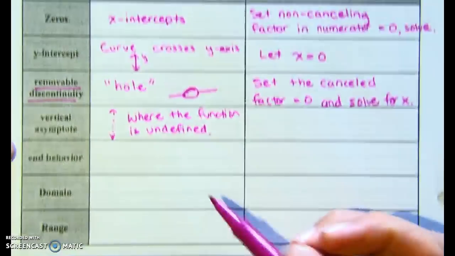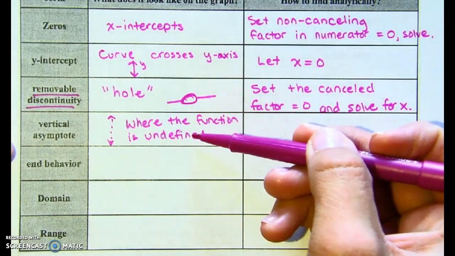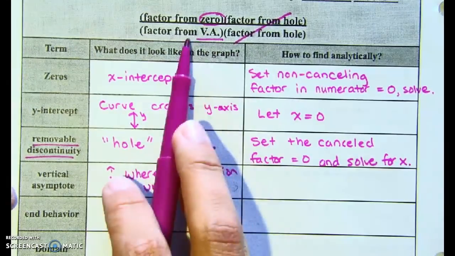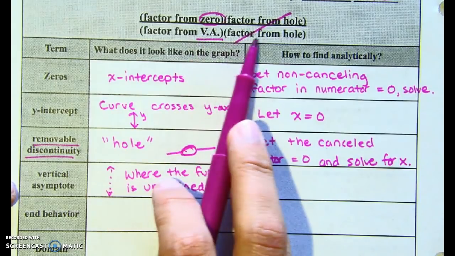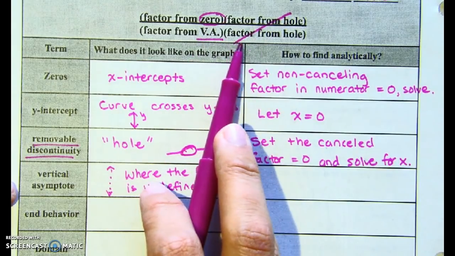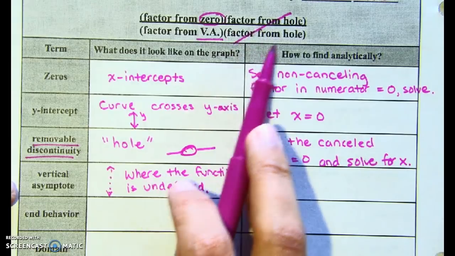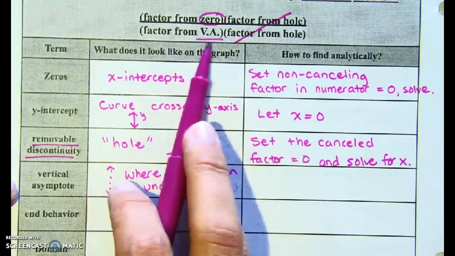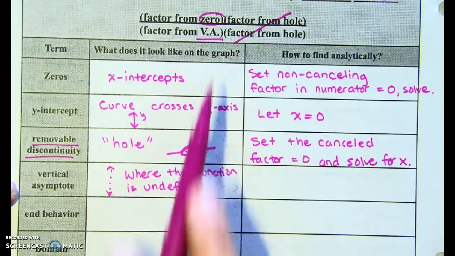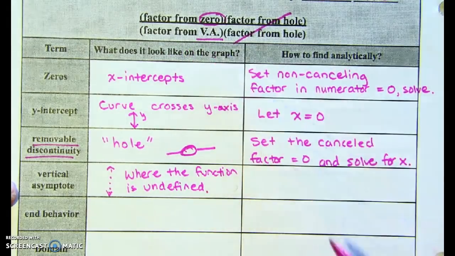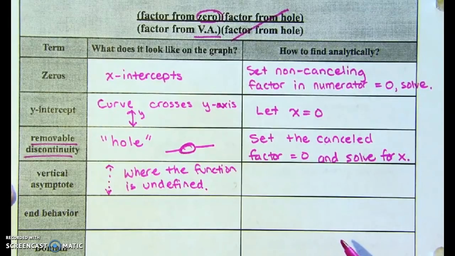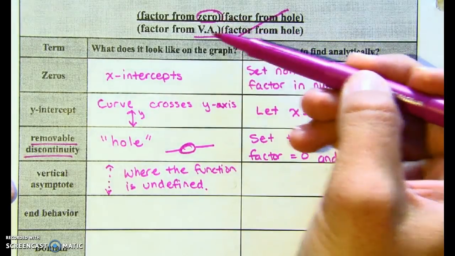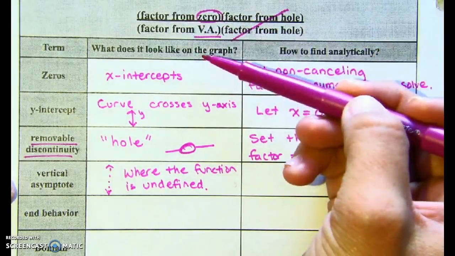Okay, because the hole and the vertical asymptote would make the denominator 0. So if the factor cancels, it's a hole, but that value would make the denominator 0. And if the factor doesn't cancel, you would still have a value in the denominator that makes it 0. I don't think I said that right. Denominator equal to 0 makes the whole thing undefined.